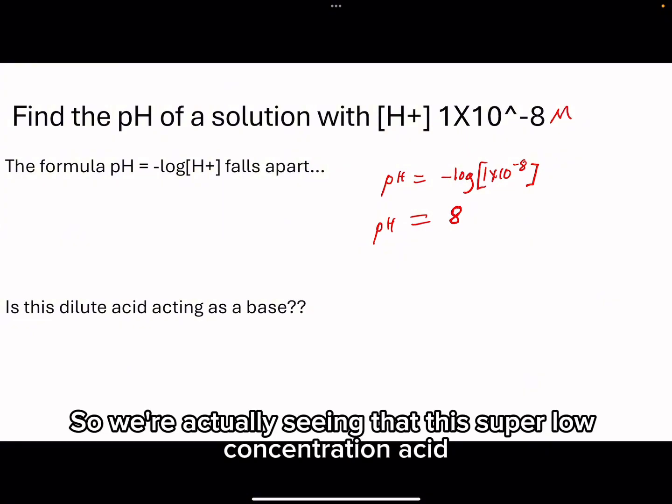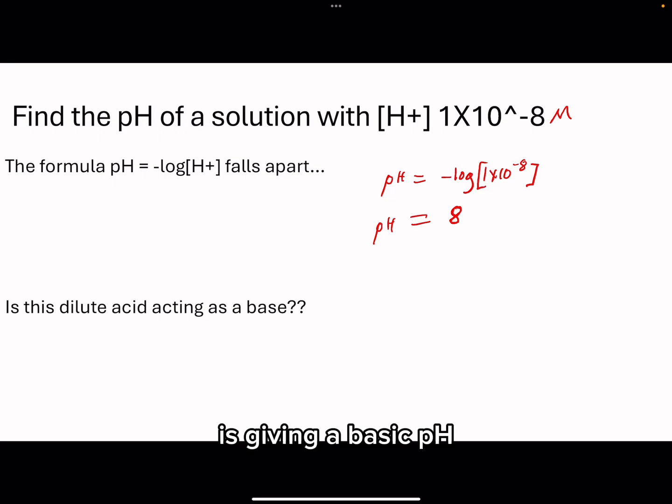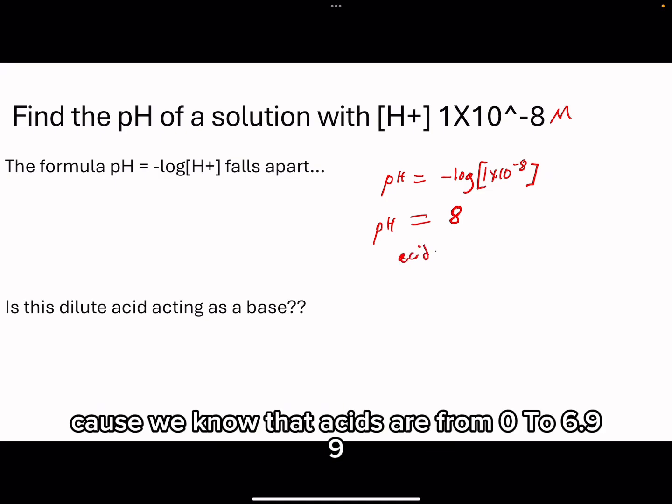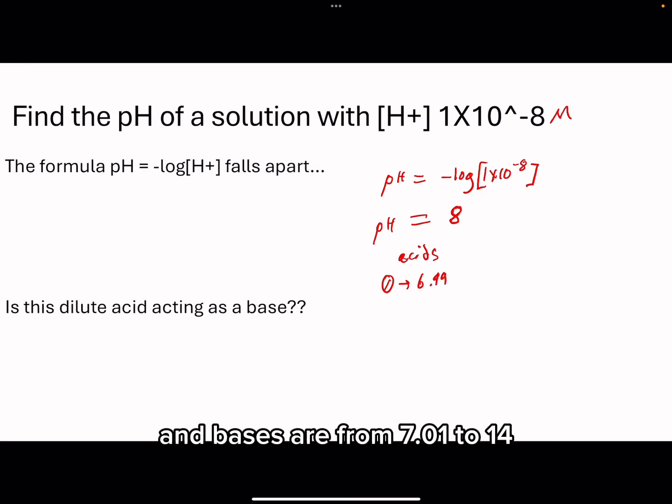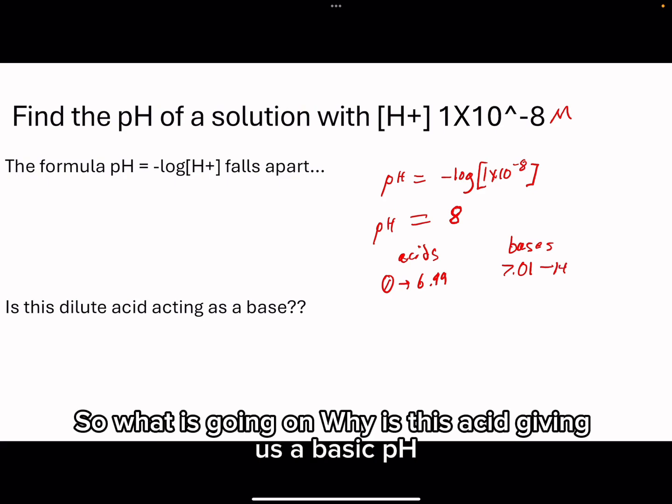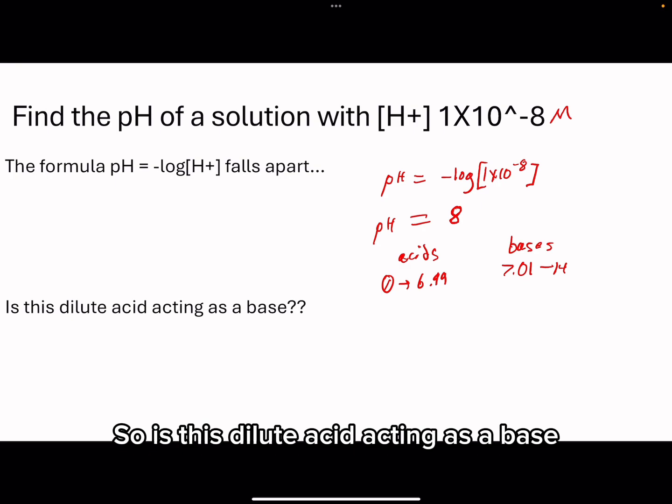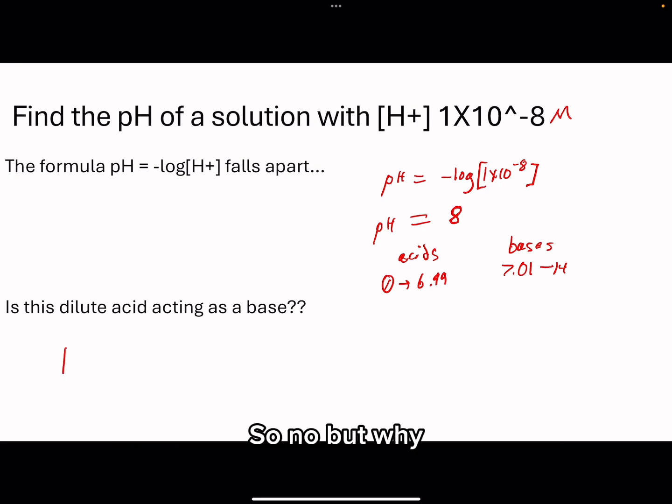So we're actually seeing that this super low concentration acid is giving a basic pH, because we know that acids are from 0 to 6.99 and bases are from 7.01 to 14. So what is going on? Why is this acid giving us a basic pH? So is this dilute acid acting as a base? So no, but why? Why no?